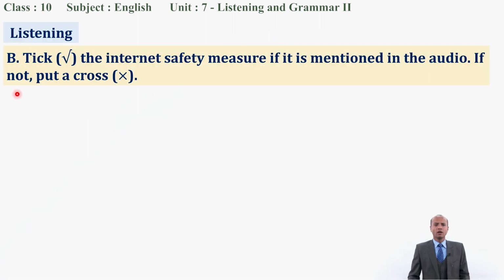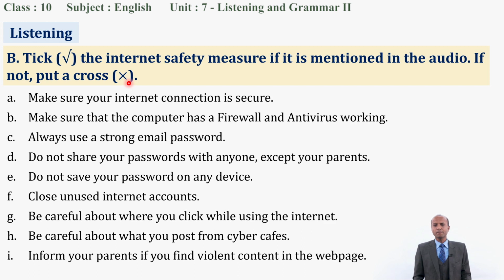Let's see. A has been done. B, tick the internet safety measure if it is mentioned in the audio. If not, put a cross. Either you have to tick or put a cross mark there. If the information is given there, you have to put a tick mark. Otherwise, you have to put a cross. Are you clear? Okay. Let's see the activity.